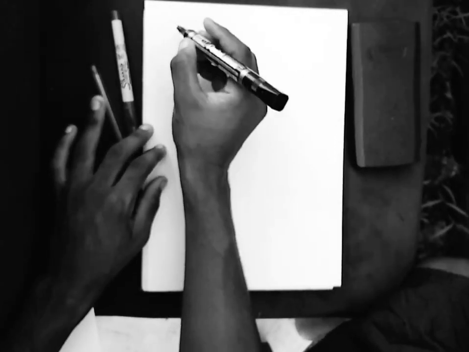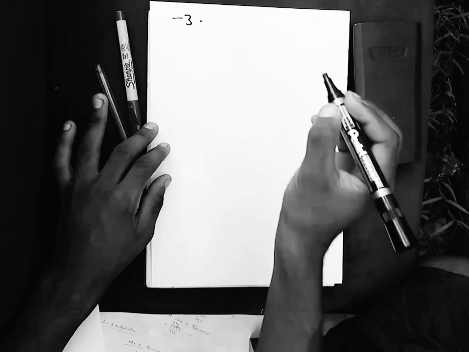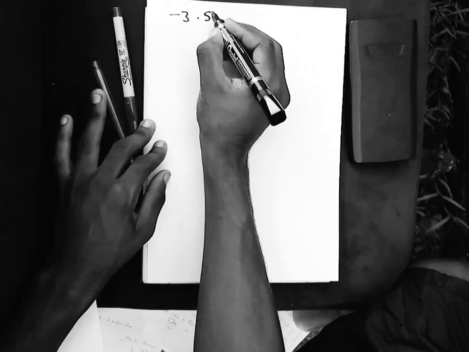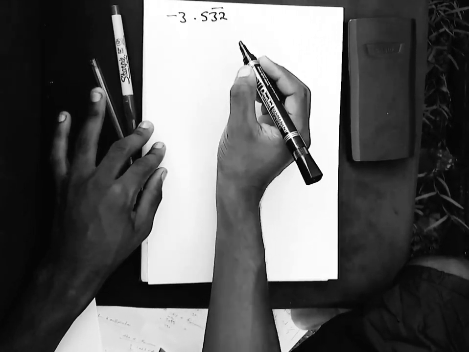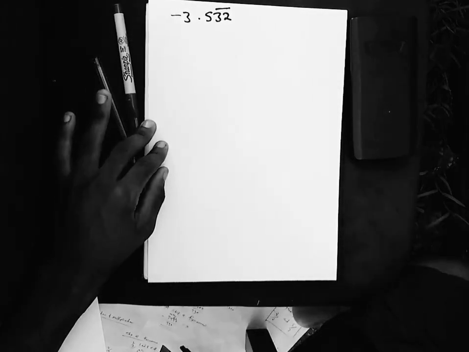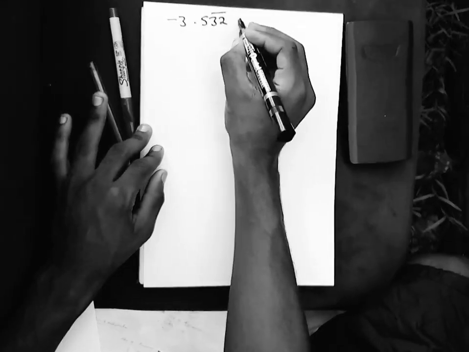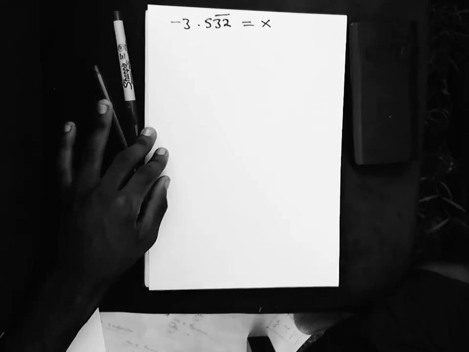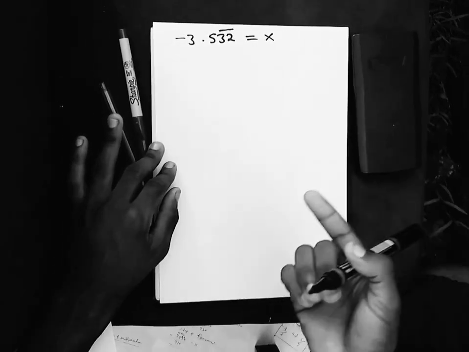a little bit different. So let's say we've got negative 3.532, and the only numbers that are recurring are 3 and 2. Okay, so you follow the same procedure. This is simply going to be equated to x, the first step, equation formation. The second step is identification and multiplication.